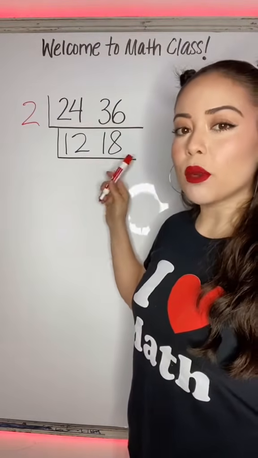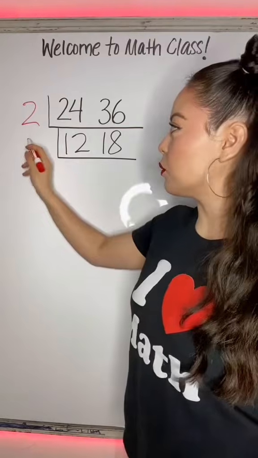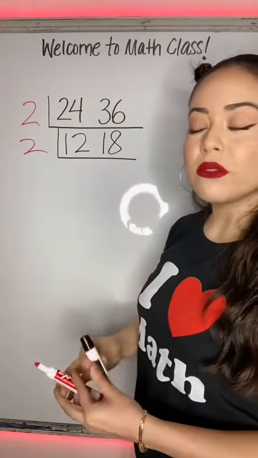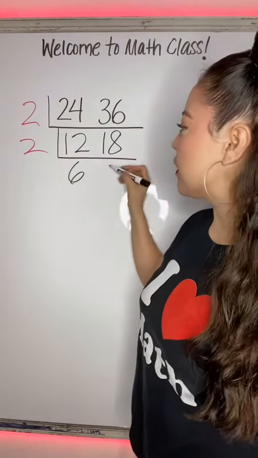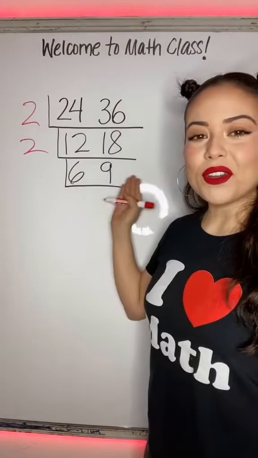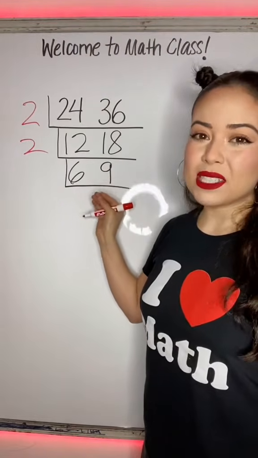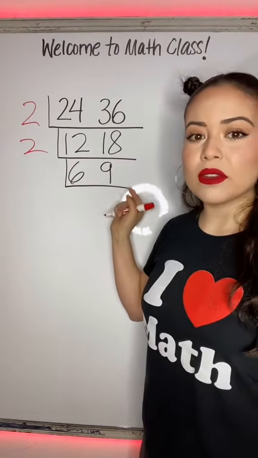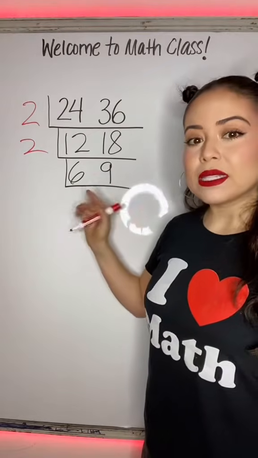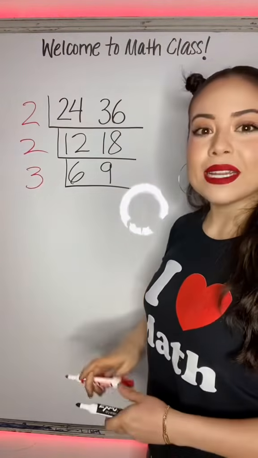12 and 18 are both even, so we can still divide by 2. So we'll put the 2 on the outside, and 12 divided by 2 is 6, 18 divided by 2 is 9. We are now on the third layer of this cake, but we cannot divide by 2 because 9 is not even. We can divide by 3 though. 6 divided by 3 is 2, and 9 divided by 3 is 3.